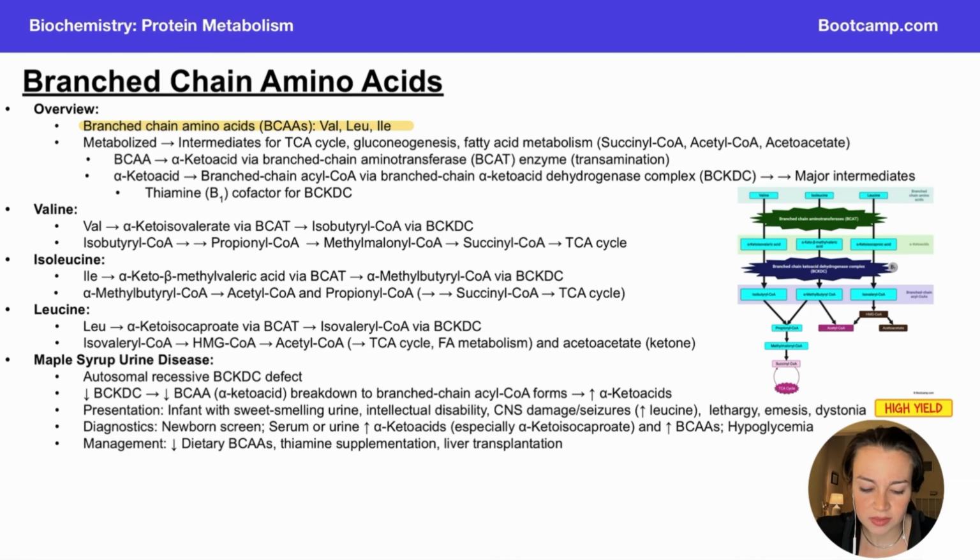The branched chain amino acids can be metabolized into intermediates for the TCA cycle, gluconeogenesis, and fatty acid metabolism. The end products of BCAA metabolism are things that you have seen many times before in biochemistry. They're kind of big name products. We have succinyl-CoA, which was a TCA cycle intermediate. We have acetyl-CoA, which is the center of our whole metabolism map. It's sort of the hub between a ton of different metabolic pathways, and acetoacetate, which was part of our ketone metabolism pathway.